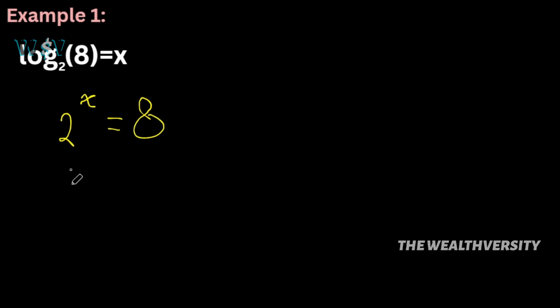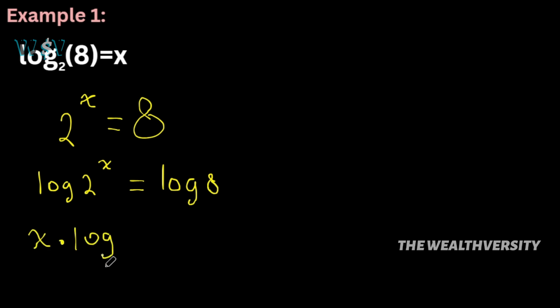We will show how to solve it as if we do not know what x is. To find x, we will use one of the logarithm laws, the power rule, which we have explained in another video, so feel free to check it out. First step is we log both sides. So we have log 2 to the power of x is equal to log 8. Now the power rule says we can move x beside log 2. So it becomes x times log 2 is equal to log 8.